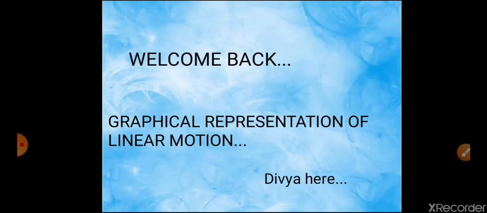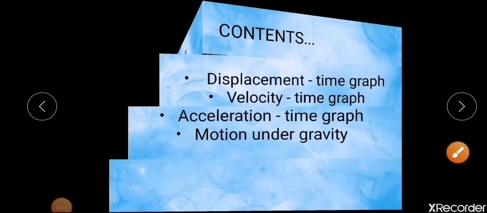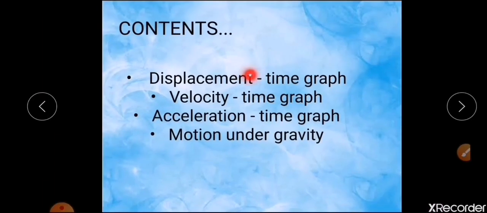Today in our class we'll be discussing graphical representation of linear motion. We'll be discussing four graphs. First one is the displacement time graph, second the velocity time graph, third the acceleration time graph, and at last some graph related to motion under gravity. Now let us start one by one.